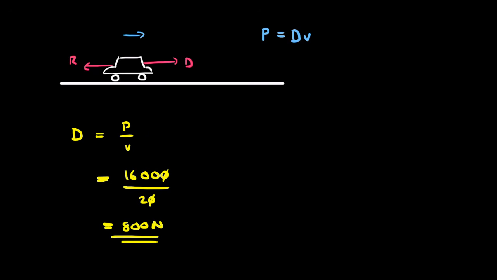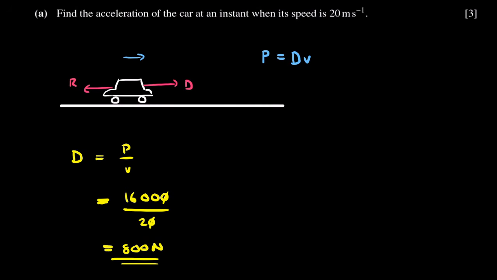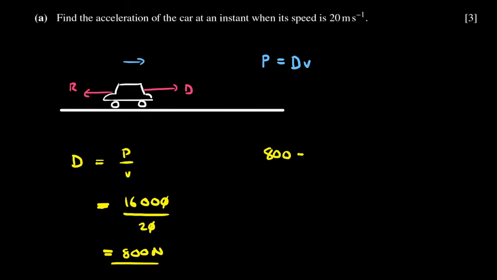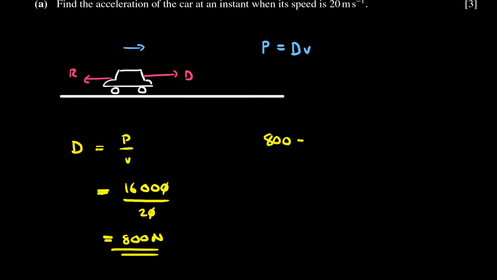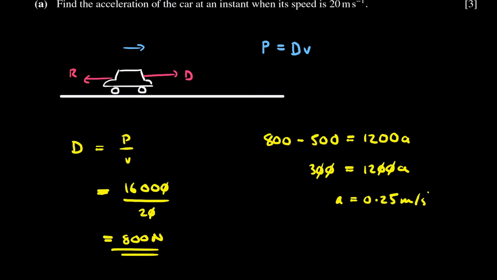And then what we can do is just use Newton's second law, right? So the driving force acting to the right, 800, minus the resistance force acting to the left, which is 500, is going to be equal to the mass, which is 1200 kilograms, times the acceleration. So 300 is equal to 1200 A. And of course, again, we can chop, so divide by 100 like that. So A is going to be equal to 3 upon 12, which is 0.25 meters per second squared. Okay, so that's the answer for part A.